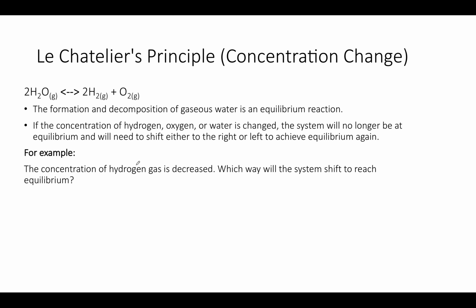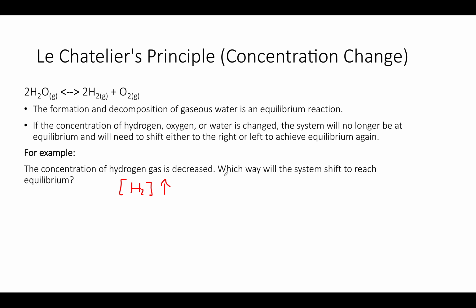If I was to change the concentration of any of the gases, the hydrogen, oxygen, or the gaseous water, the system's not going to be at equilibrium. And it's going to have to shift either to the left or the right to achieve that equilibrium balance again. So for example, if the concentration of the hydrogen gas is increased, which way will the system shift to reach equilibrium again?